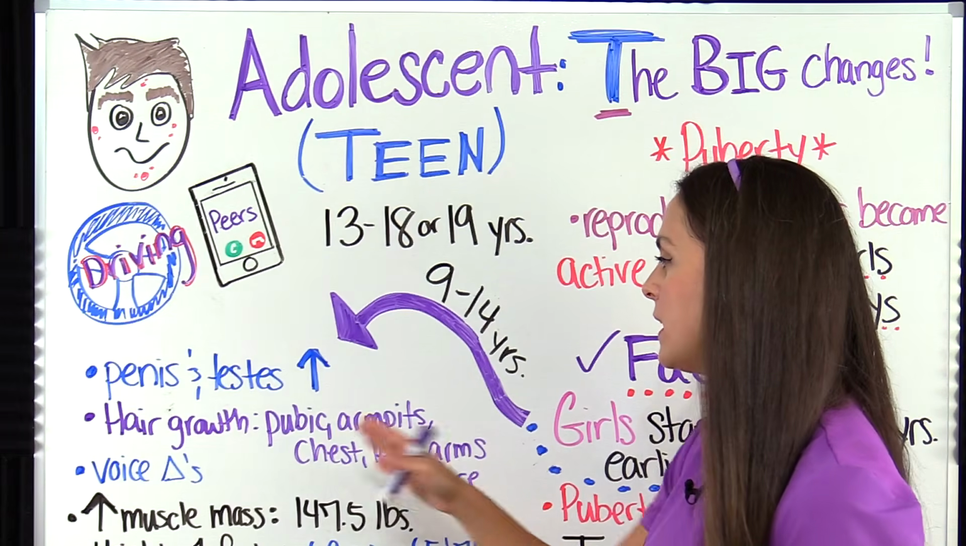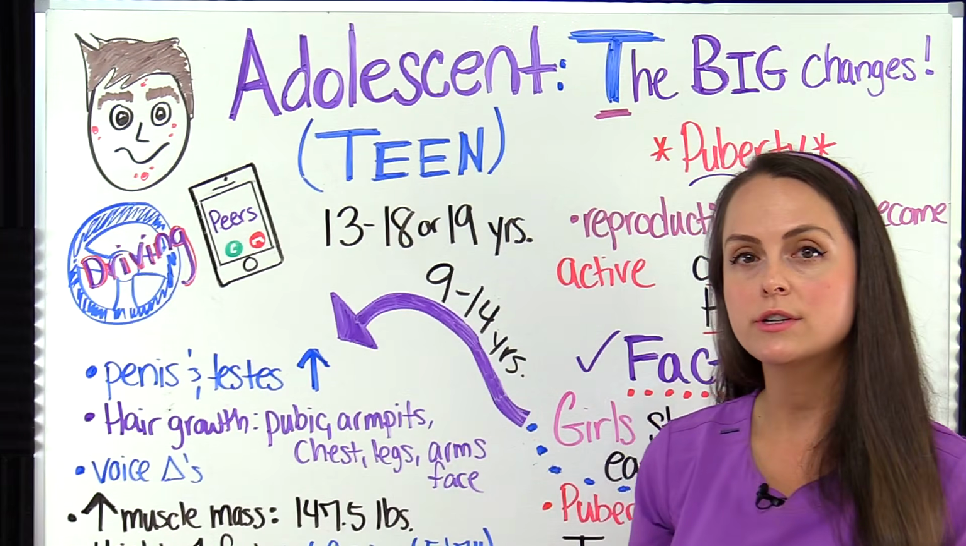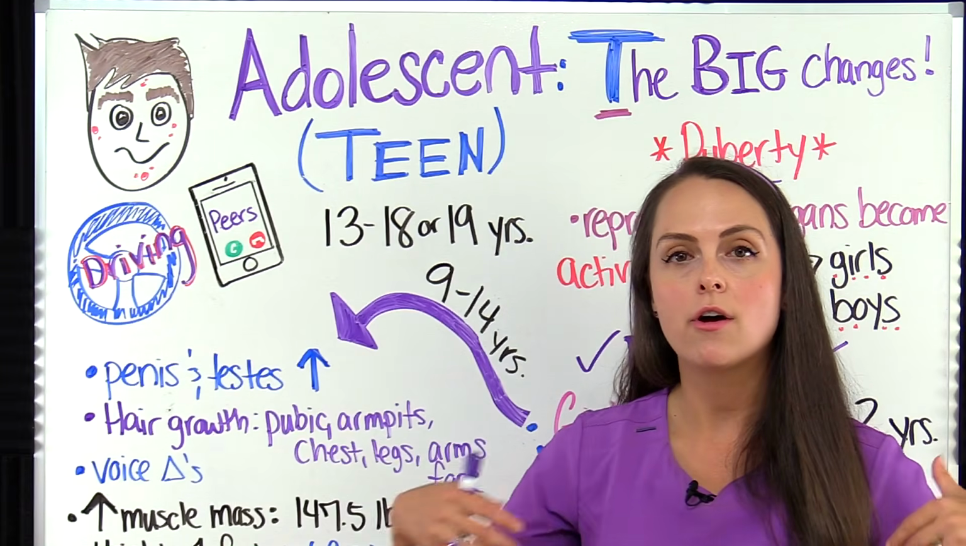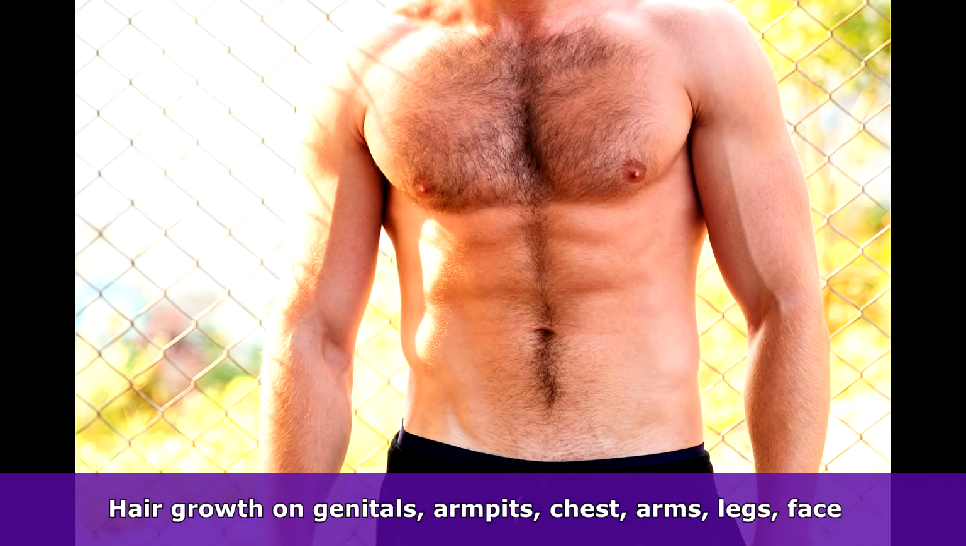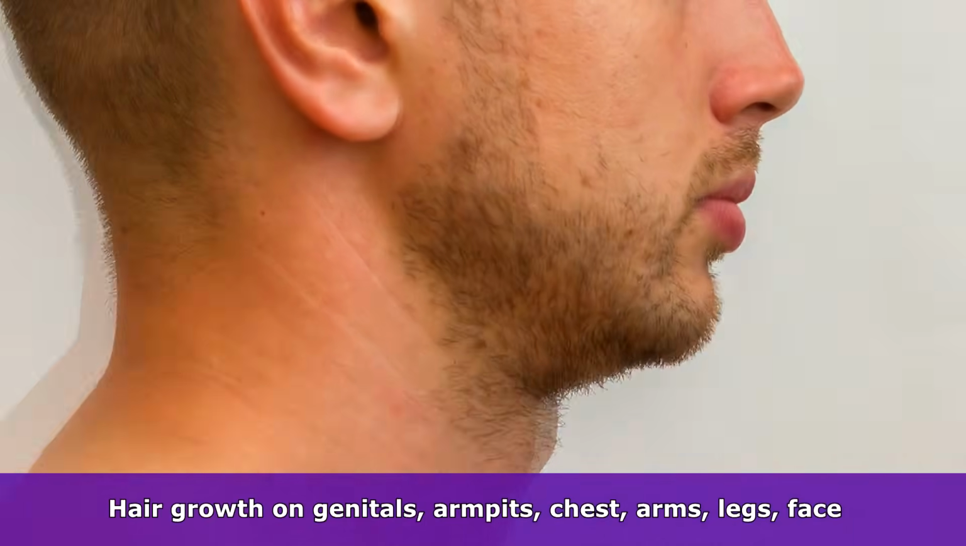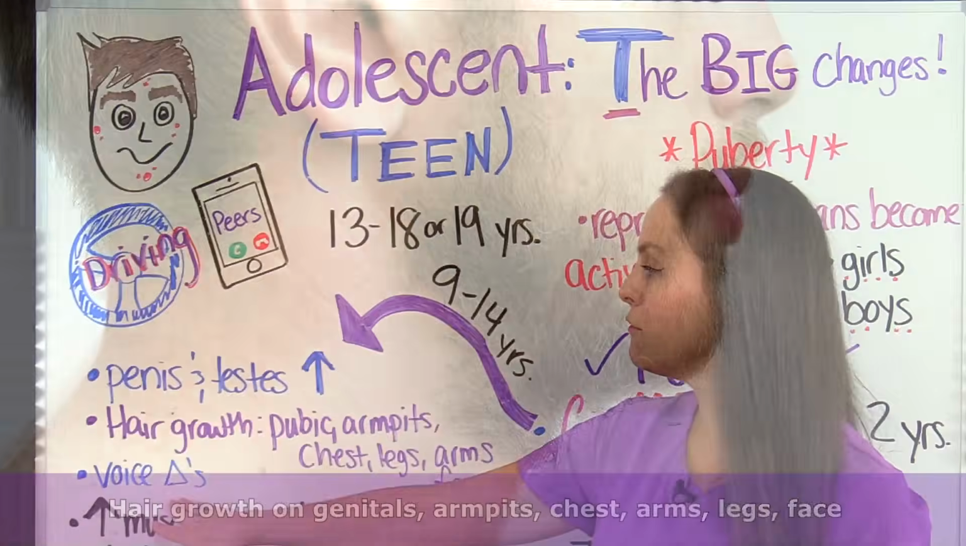Also, there will be an increase of hair growth. So you'll start to see an increase of hair growth under the armpits and the pubic area, on the chest, the legs, the arms, and even the face. There will also be voice changes.